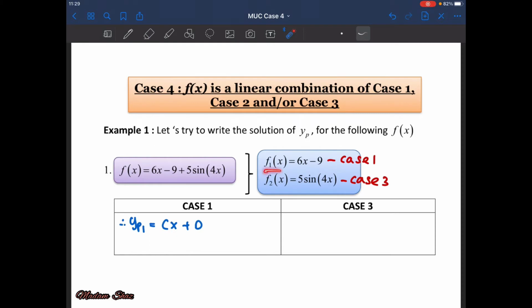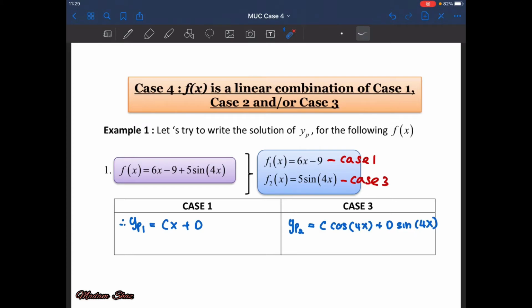So f1(x) means that your yp is for yp1. f2(x) means that you have to write for yp2. So yp2 is according to case 3, whereby you have 5 sine 4x. So yp2 will become c cos 4x plus d sine 4x. That is how you have to write your yp according to your case.